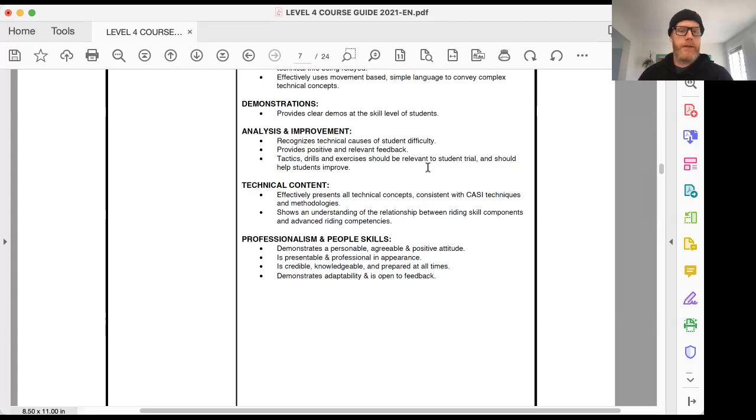Is presentable and professional in appearance. That's pretty self-explanatory as well. At this level, this is an internationally recognized certification, and presentable and professional in appearance would also extend to your equipment as well. So just recognizing the role that your equipment has in your ability to provide good demonstrations. That's a key part of being a professional, a career snowboard instructor.